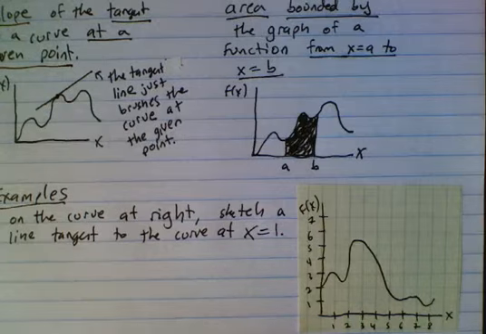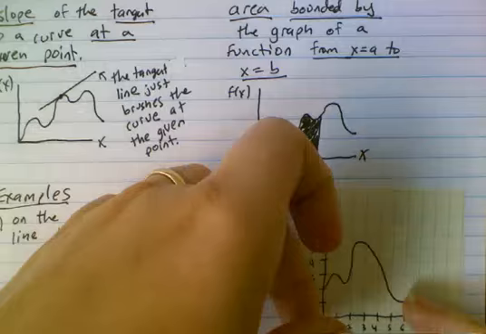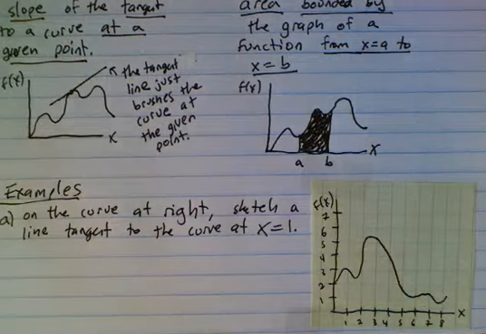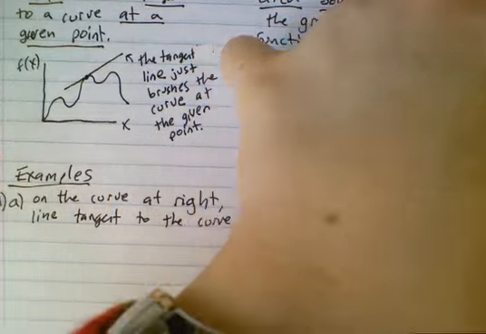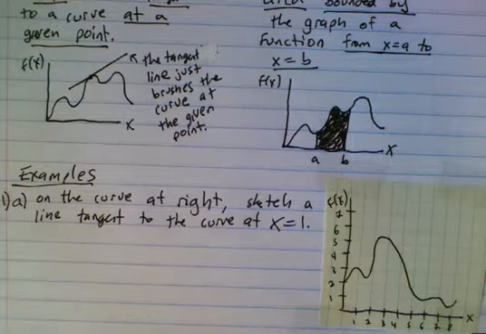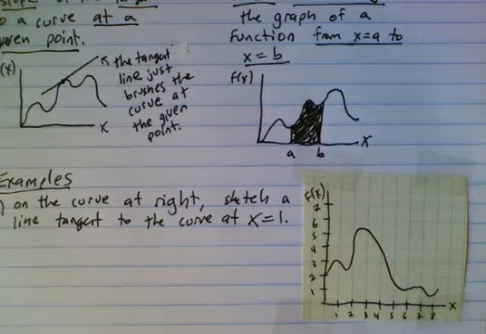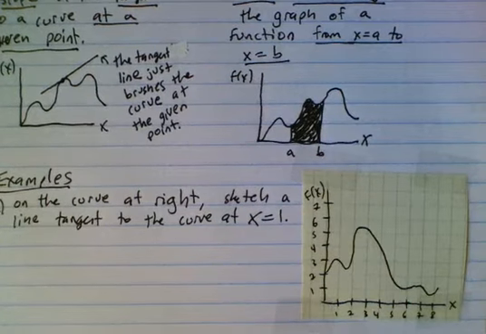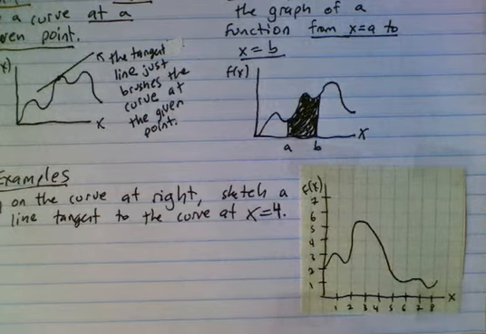You can grab some graph paper, do a little sketch of this, or put the paper up to the computer screen and sketch it off there. When I give you homework problems, I'm going to give them to you on graph paper, so you want to get the idea from this. Sorry, this should be x equals 4. Tangent to the curve at x equals 4.